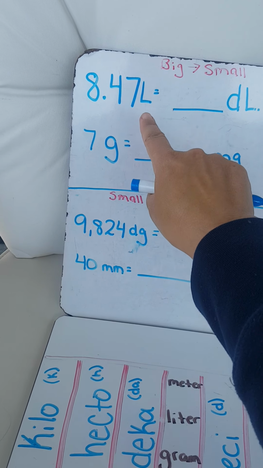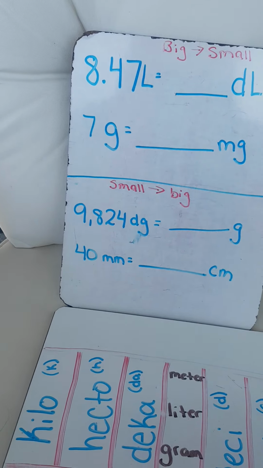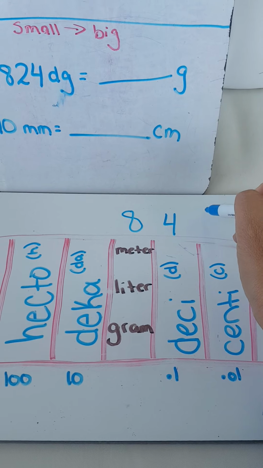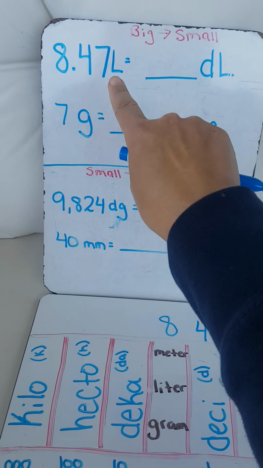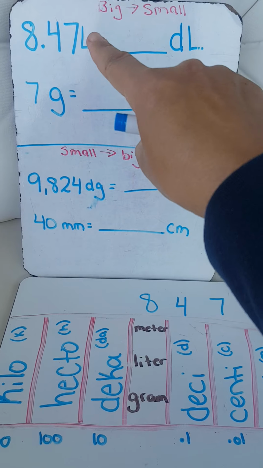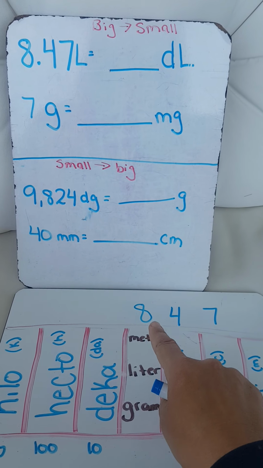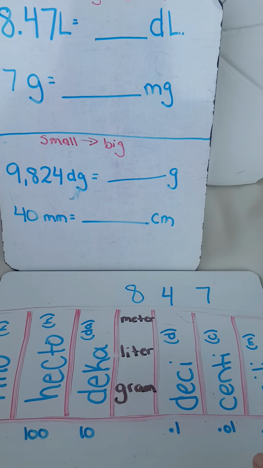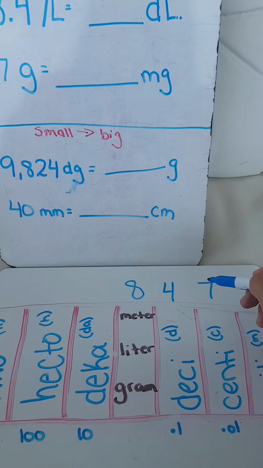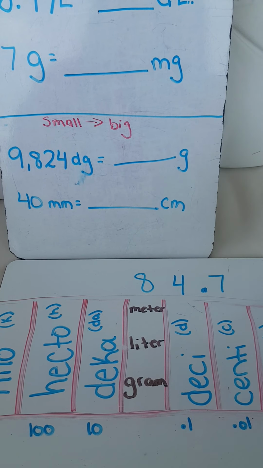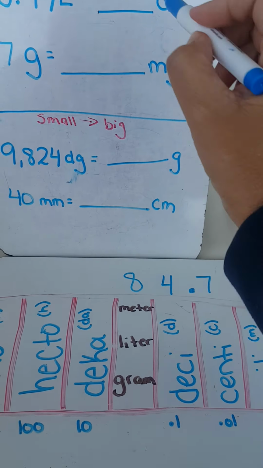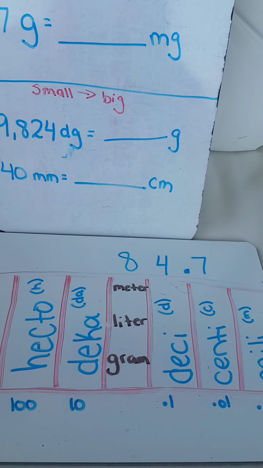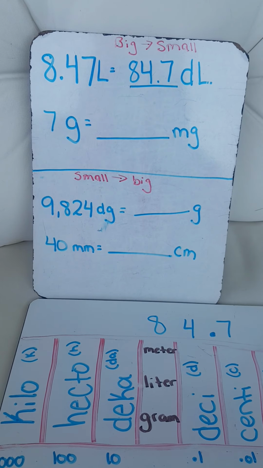8.47 liters. I'm going to start in the liter column. Watch. 8, 4, 7. I posted those numbers and I started in the liter. Okay? 8 liters, 4, 7. Now it wants deciliter. So then I go over here to deci and I put my decimal point right after the deci. So there's my answer: 84.7. That's it. That's my answer. That's all I had to do.